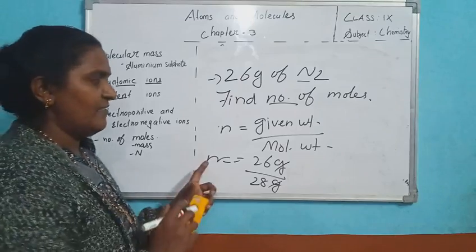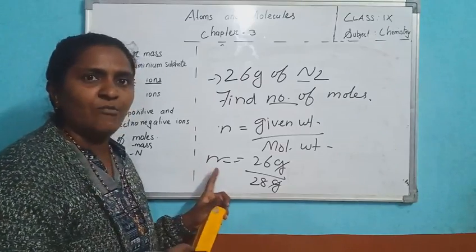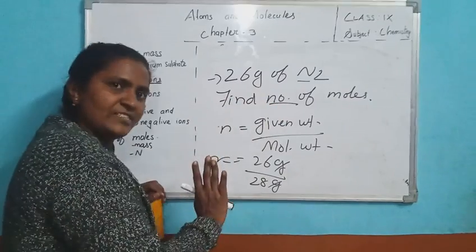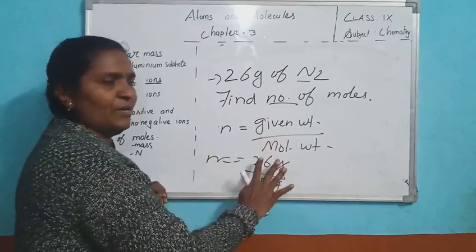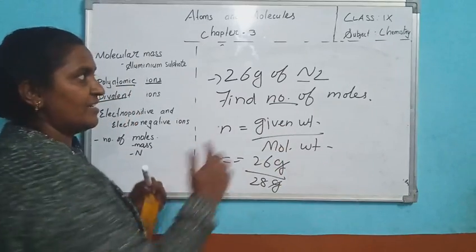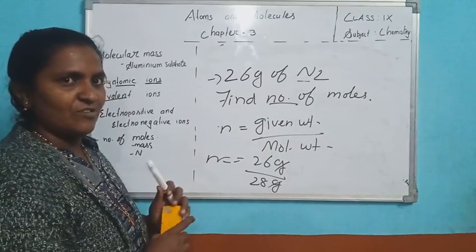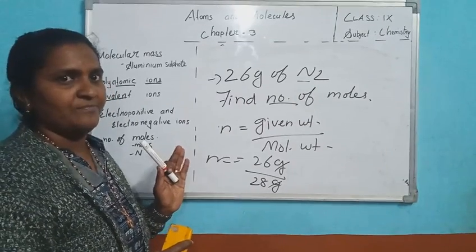This is the way you find the number of moles. If the weight is given, we can easily find out the number of moles: given weight by molecular weight. For that you should know the weight of each atom. Clear? That's all. Revise the topic. Thank you.